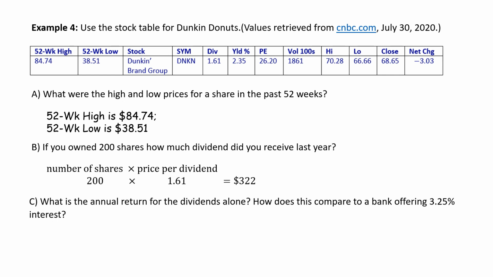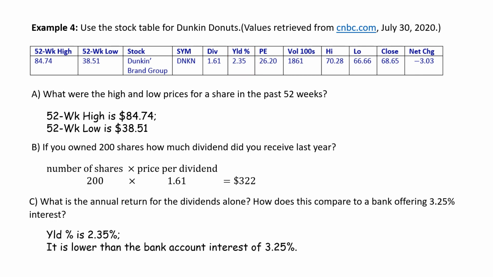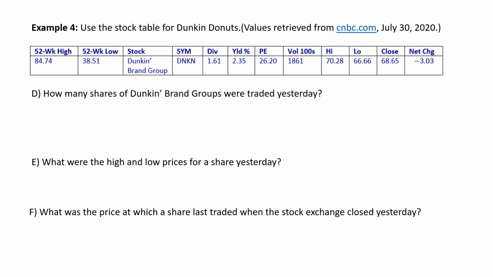Part C, what is the annual return for the dividends alone? How does this compare to a bank offering 3.25% interest? Yield percentage is what we find, and that's 2.35. So the annual return is 2.35%, and it is lower than the bank account interest of 3.25%.